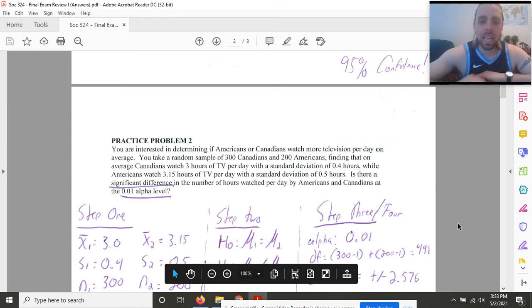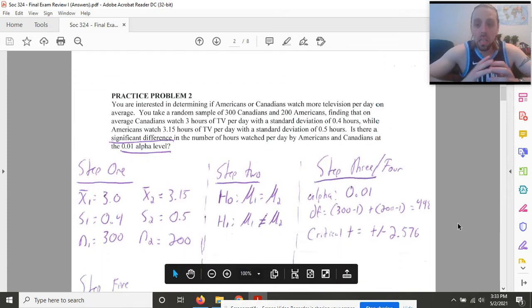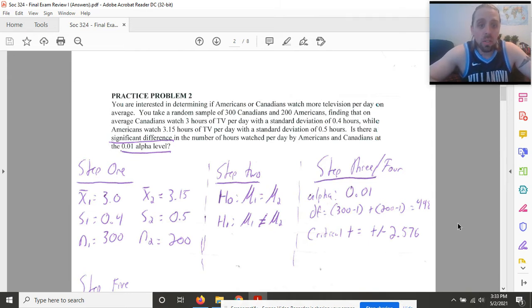Practice problem 2 is slightly more complicated, but the logic of the t-test is the same. We're interested in determining if Americans or Canadians watch more television per day. So we have a sample of 300 Canadians and 200 Americans, and we find that the average Canadian mean is 3 hours of TV. We find that the average American mean is 3.15 hours of TV. Of course, both of those are sample means, so they both have a sample standard deviation attached to them. For Canadians, it's 0.4, and for Americans, it is 0.5.